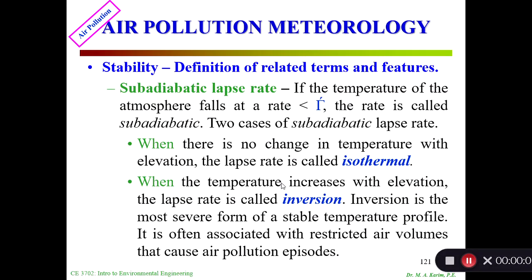Here, in the last lecture, we stopped at slide number 121. We are discussing the inversion. Inversion is bad for us because it pushes the pollutants to the ground areas. When the temperature increases with elevation, that is inversion, whereas the temperature decreasing with elevation is the lapse rate.